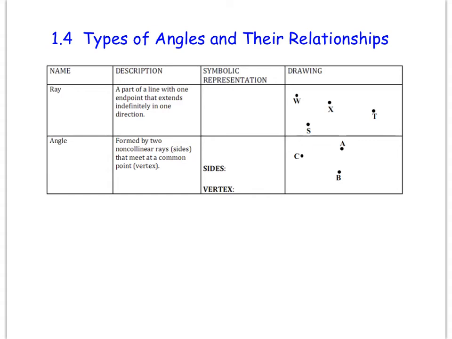Hi everybody, today we are going to do Unit 1, Lesson 4. It's types of angles and their relationships. But before we start talking about angles, we need to talk about what a ray is. So can you go over to the box on the very right?